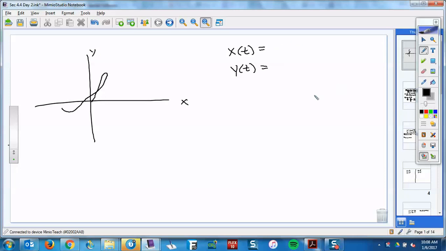Okay, so parametric equations is nothing more than an equation that tells you about this movement and an equation that tells you about this movement. That's what it is. And so when you put those two movements together, that's when you get diagonal movement, right? That's two-dimensional movement. So you've got some horizontal components and vertical components.